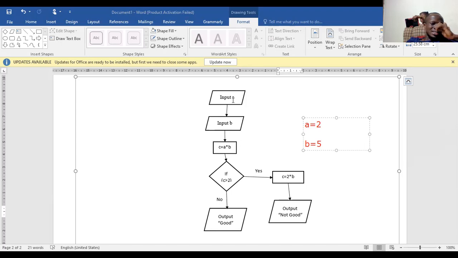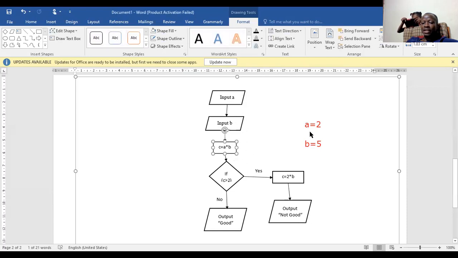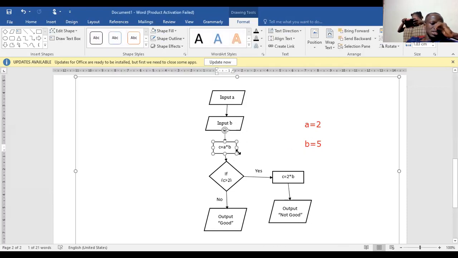So you go in a stepwise manner and move mechanistically. Are you okay? So input A, input B, A equal to 2, B equal to 5. At this stage, when it reaches this box, what is going to happen? In this box, it is going to multiply 2 times 5, which is 10. So C is equal to 10. Now, if C is greater than 2, pass here. If C is not greater than 2, pass here. So since 10 is greater than 2, it will pass here.